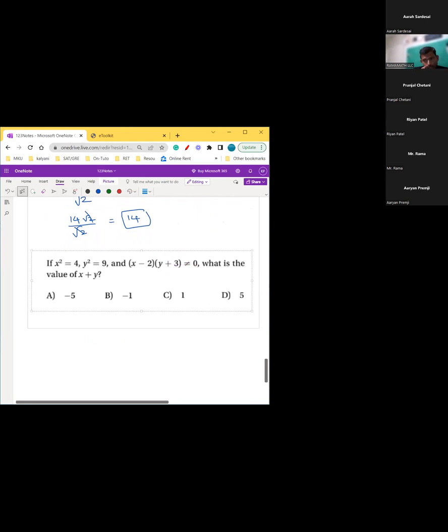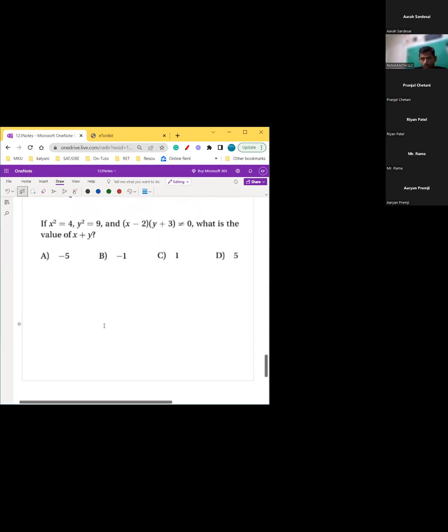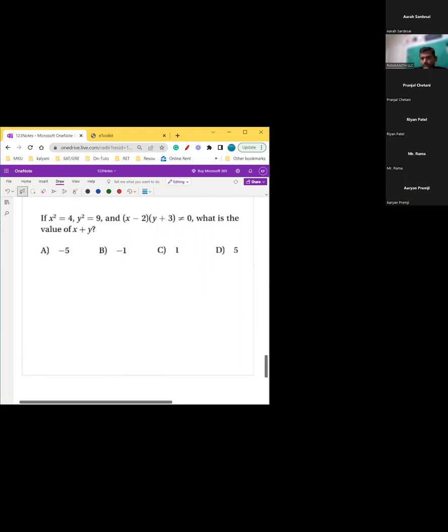Okay, the next one, Saket. Can you please read this question for us? If x squared equals 4 and y squared equals 9, then x minus 2 times y plus 3 is not equal to 0. What is the value of x plus y?